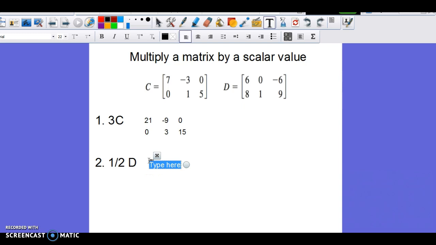Half of D: 3, 0, negative 2, 4, 1/2, 9/2. Just leave it as a fraction, it's easier. It actually saves you some time.